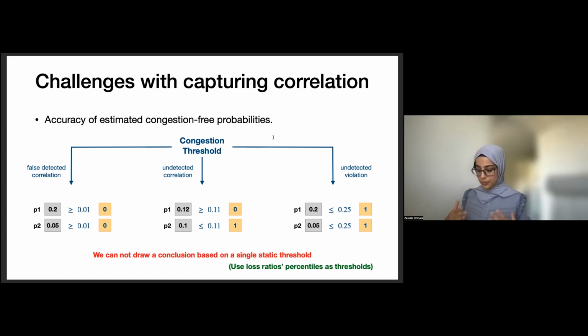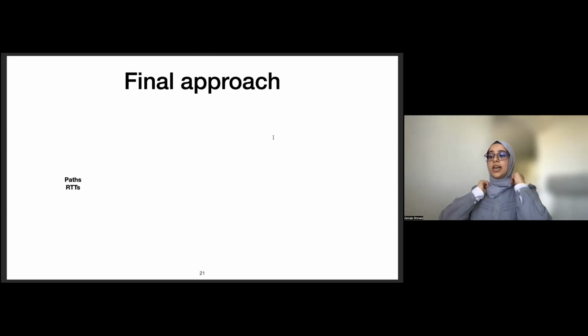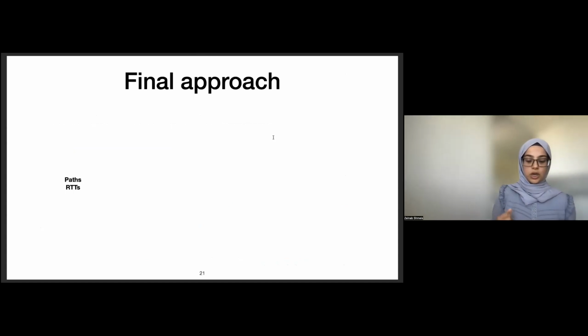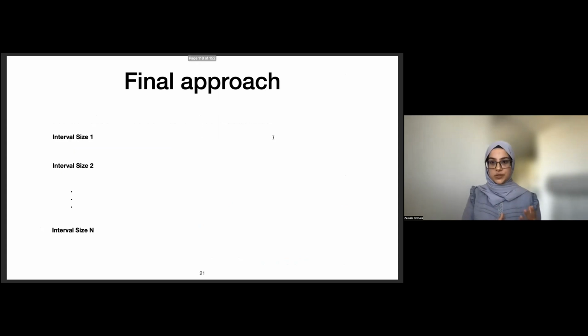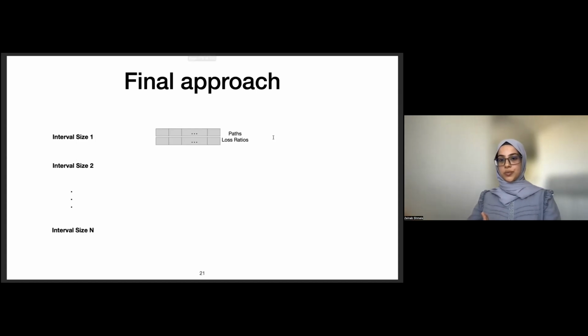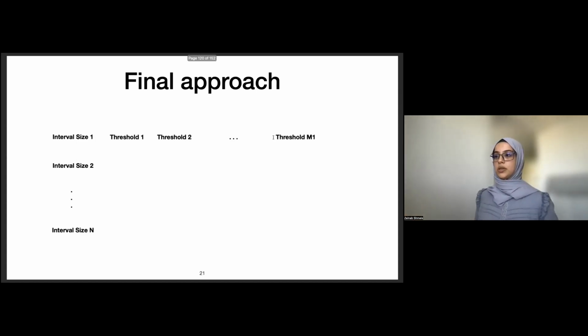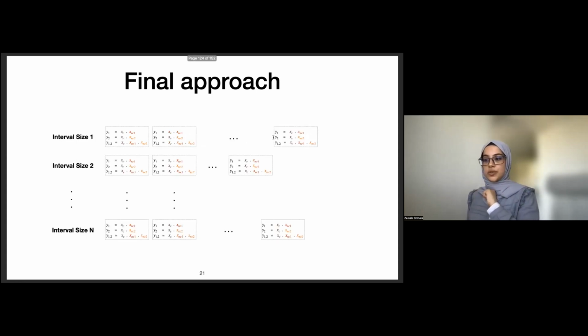Okay? So now that we explained the challenges, what does our final approach look like? We tried different methods to mitigate these challenges, and the best approach was actually a heuristic approach. In the final approach, once we get our measurements, we look at the RTTs. From the RTTs, we select multiple interval sizes. Then for each interval size, we compute the loss ratios. From these loss ratios, we select multiple thresholds. Then we apply our basic algorithm on each one of these combinations.